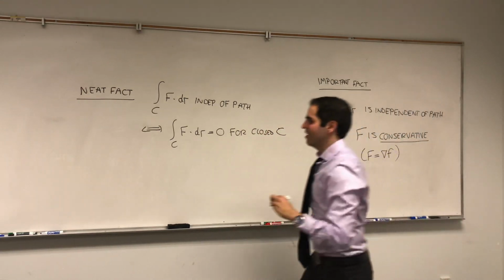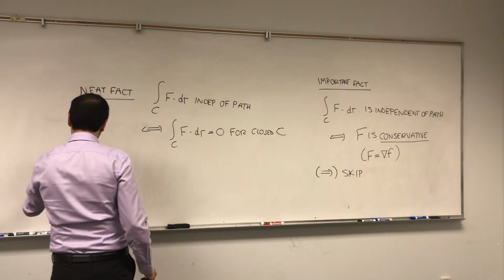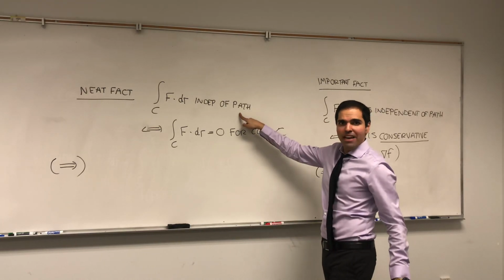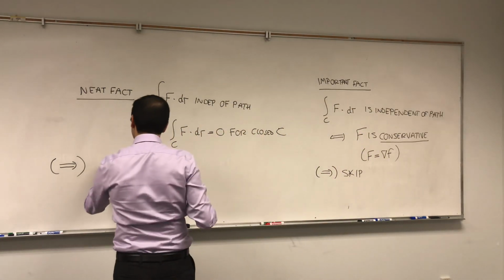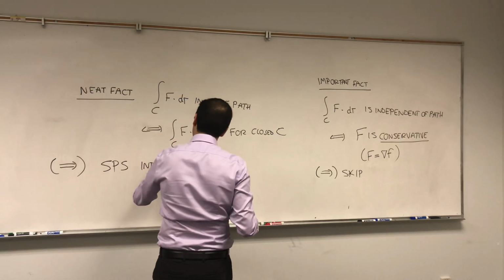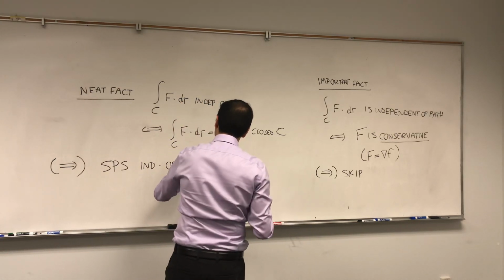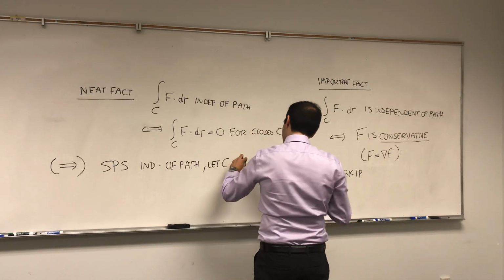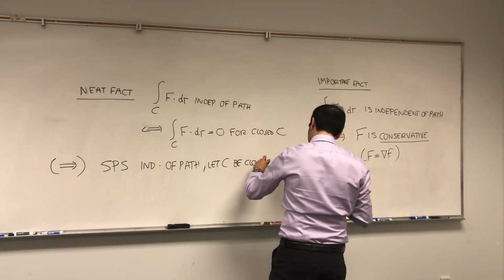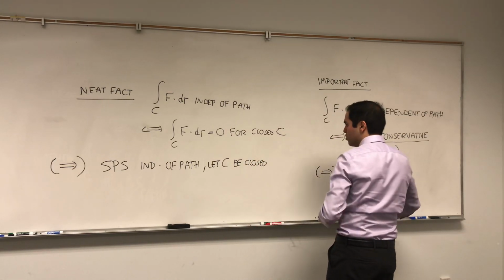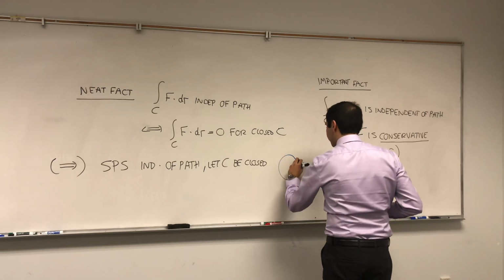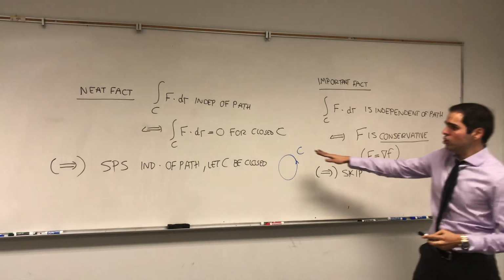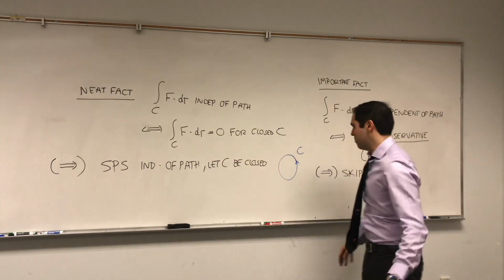Now, how about this one? Suppose the line integral is independent of path. So suppose we have independence of path, and let C be a closed curve. So let's say C is just a circle or whatever, and we want to show that the line integral is 0.